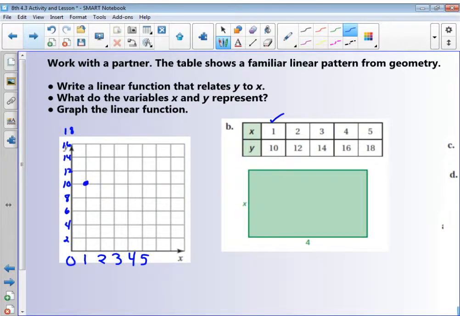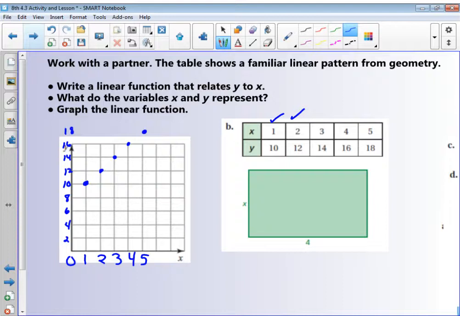Over to 2, up to 12. Over to 3, up to 14. Over to 4, up to 16. And then over to 5, up to 18. Okay, we're kind of guesstimating where that 18 would be.